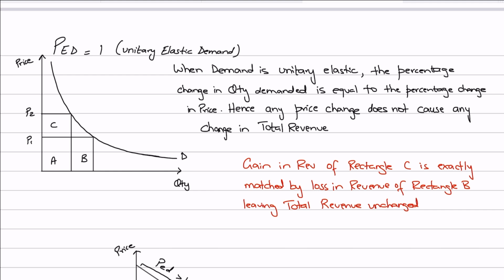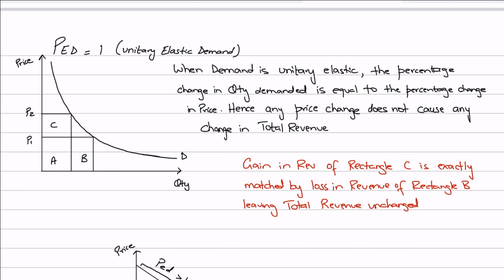I also mentioned this under unitary elastic demand when I taught you that total revenue for the producers is the same value as the expenditure for the consumer. It is expenditure for the consumer, right? So the revenue for the producer and the expenditure for the consumer stay the same after a price change.